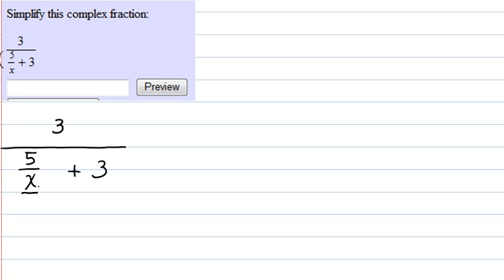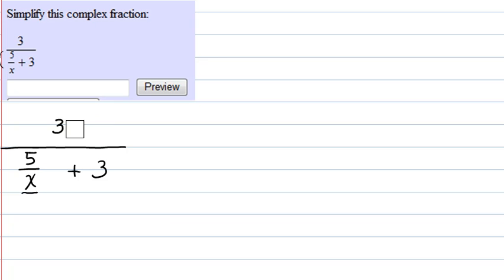And we're going to multiply each term in the numerator and each term in the denominator by x. We're actually multiplying the top by x and the bottom by x. But in this case, in the bottom, we have two terms, so it's going to get distributed. So we'll multiply the top by x.